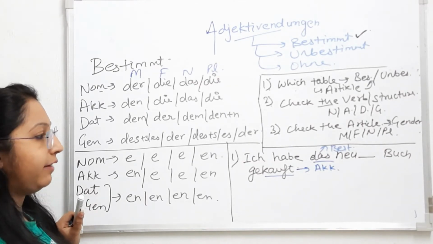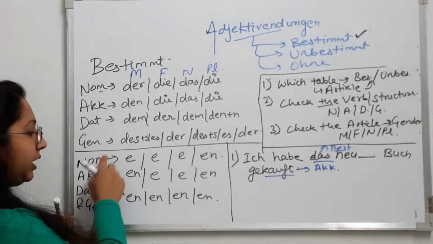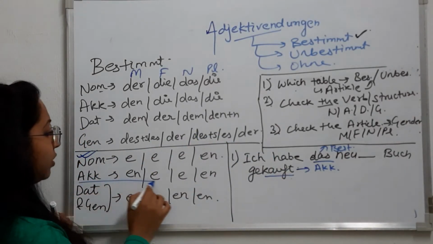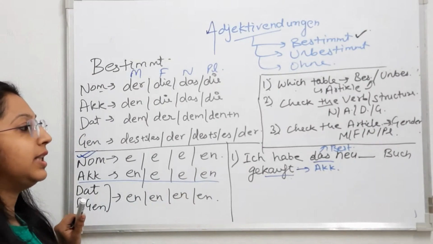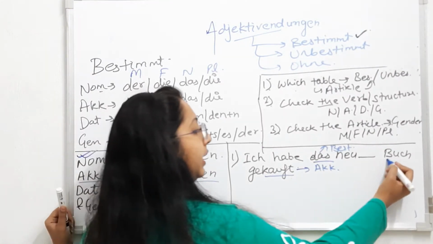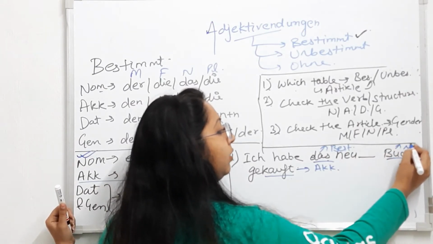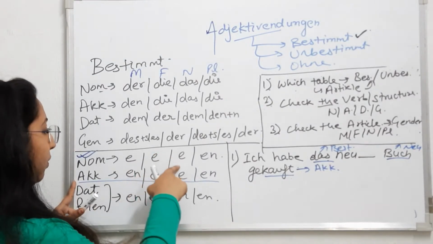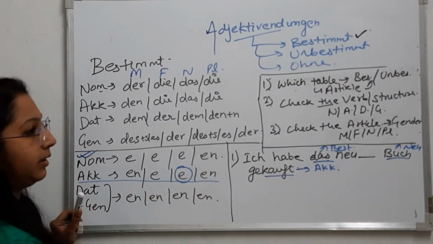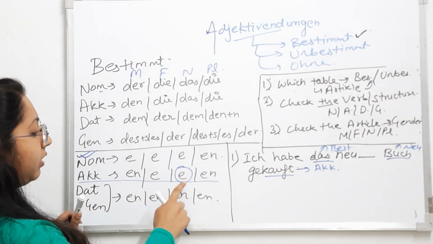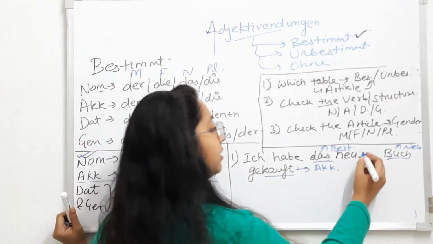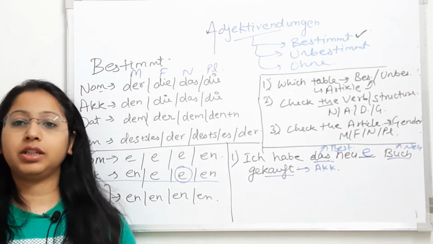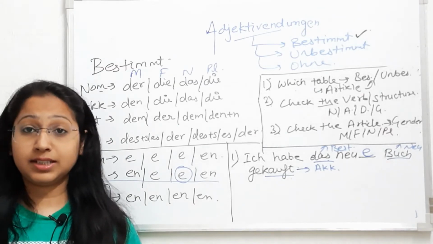Our third rule says to check the article to know the gender. I have two hints now: the bestimmt table, then the accusative column. The third rule gives the gender: Buch is das Buch, which is neutral. So accusative and neutral is this one: e. So it will be das neue Buch. Ich habe das neue Buch gekauft. I hope it is easy to understand now.